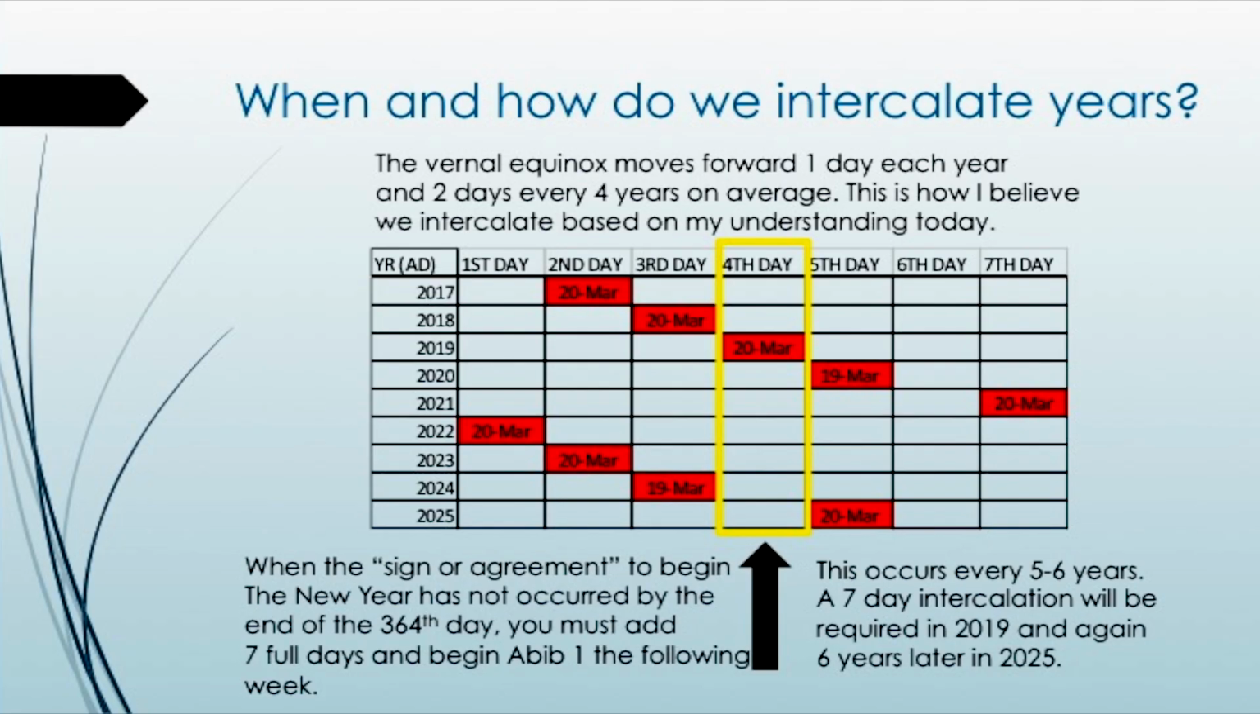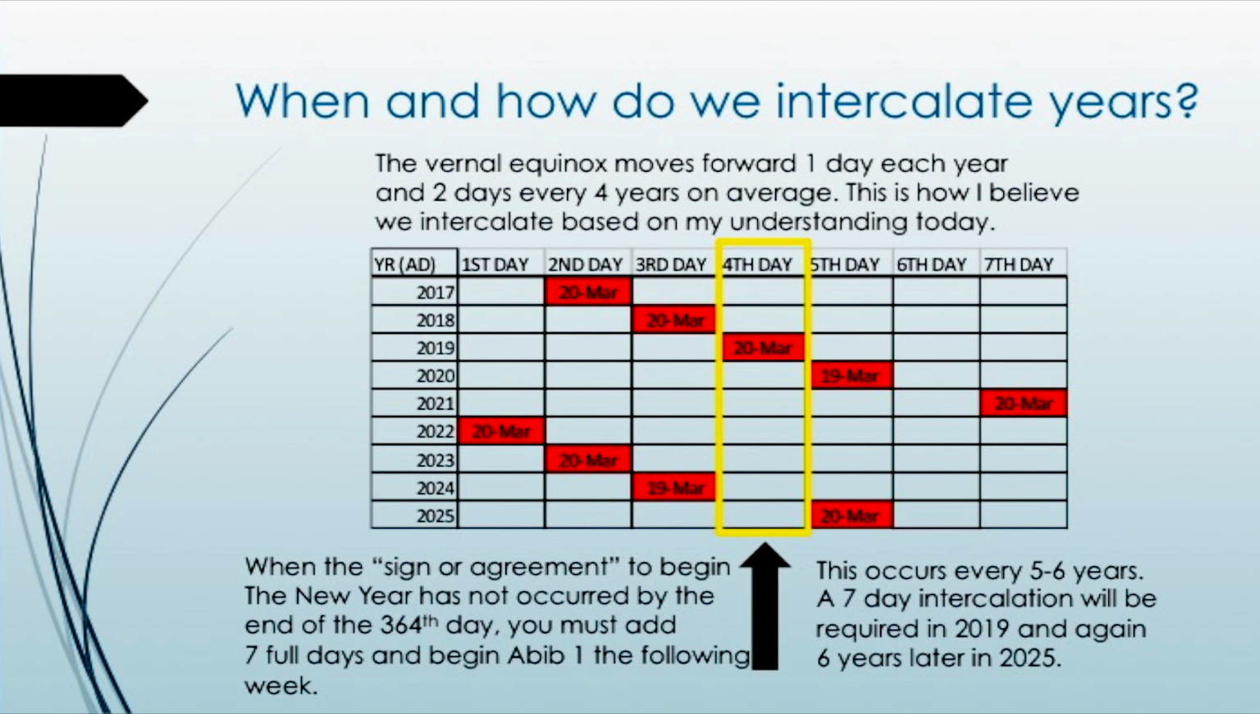This is how I believe we intercalate based on my understanding today, if you look at this diagram. So we look at our diagram here. 2017, the equinox is on the 20th of March, the second day of the week. That's on Monday. In 2018, it's going to fall on Tuesday, the third day of the week. In 2019, it's actually going to fall on the fourth day of the week, which should be Abib 1. However, we don't have our sign or our agreement before the 364th day is completed. If you declared the 20th of March 2019 to be Abib 1, you would have to declare it halfway through the day, because you wouldn't actually be able to see the equinox occurring until halfway through the day, until it's half over.